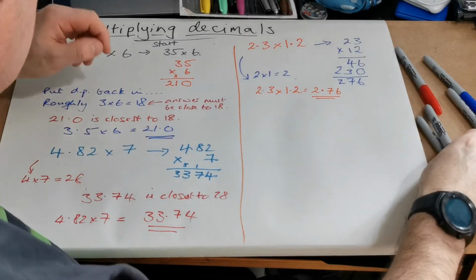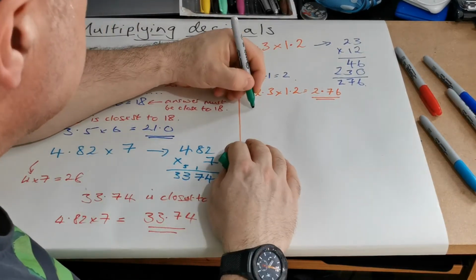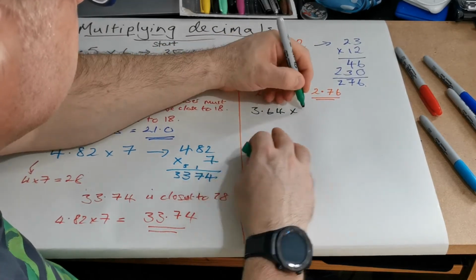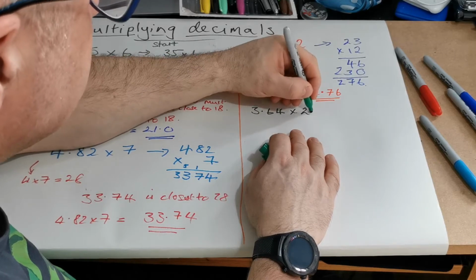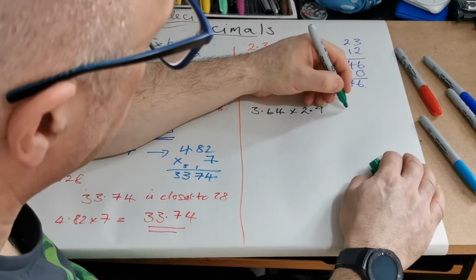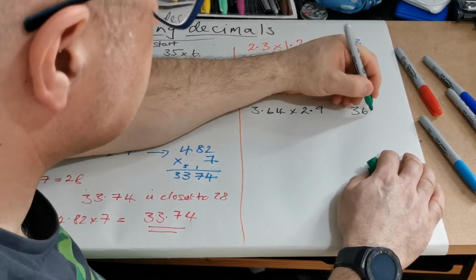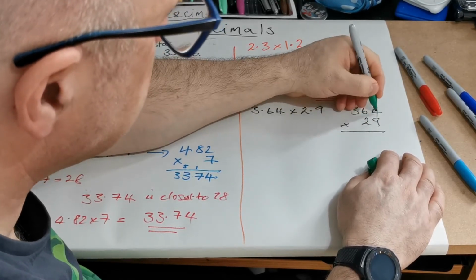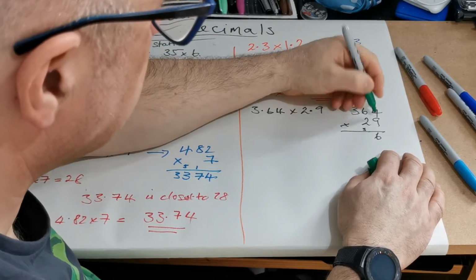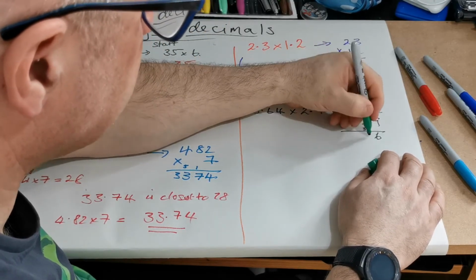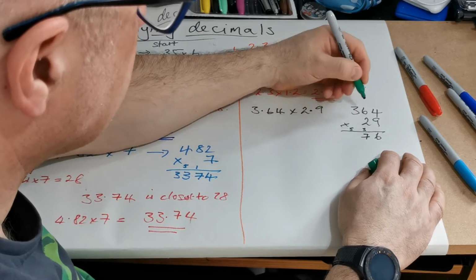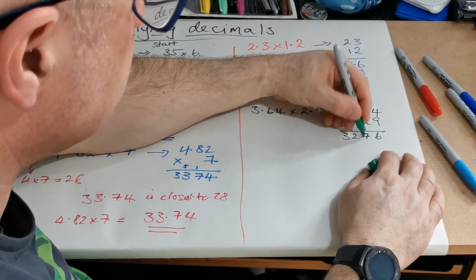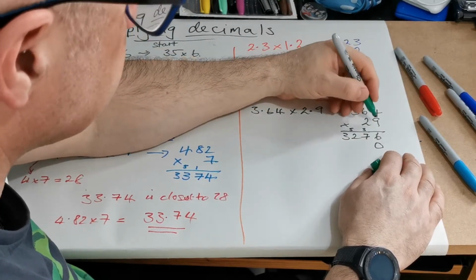Right, final one then. So if I said 3.64 times 2.9. Okay, 364 times 29. So 9 times 4 is 36. 9 times 6 is 54. Add the 3 is 57. 9 times 3 is 27. Add the 5 is 32. 0 on the next line.